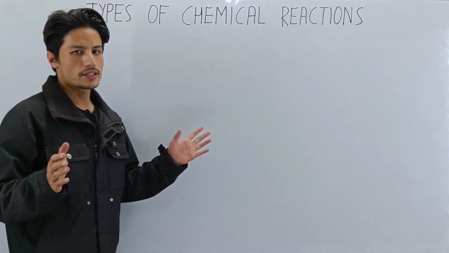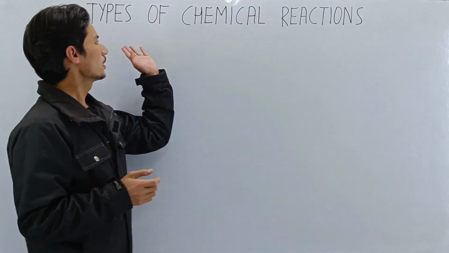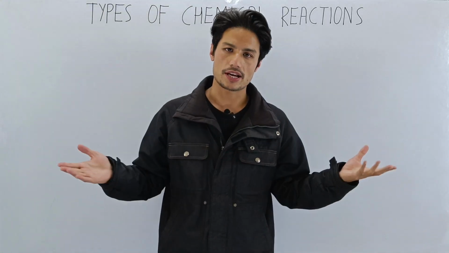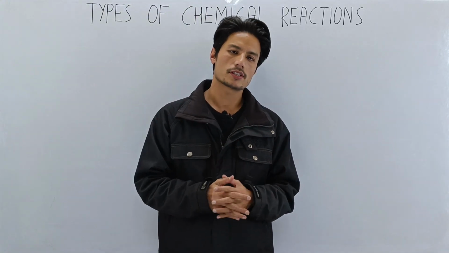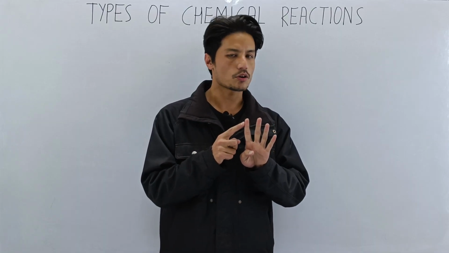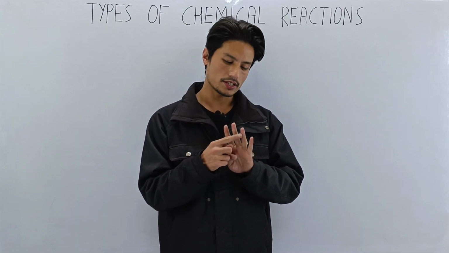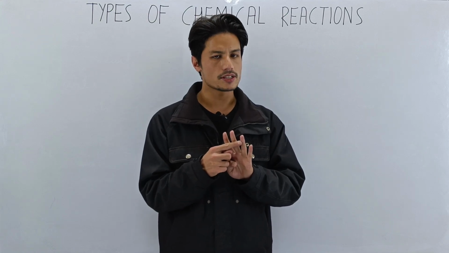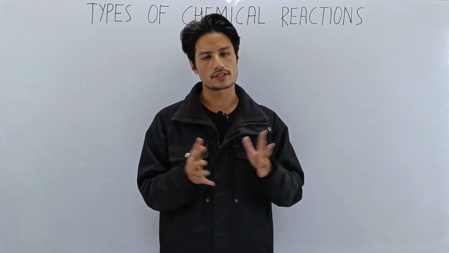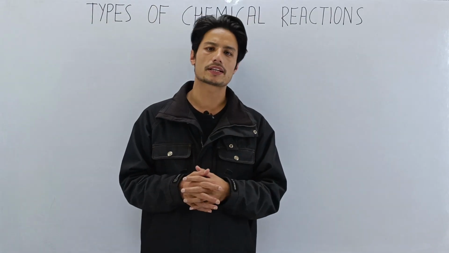Now, my dear students, in today's class, we will be learning about types of chemical reactions. In this chapter, you will be learning about 4 types of chemical reaction. The first one is combination reaction. The second is decomposition reaction. The third is simple displacement reaction. And the fourth is double displacement reaction. So, in today's video, we will be learning about these 4 types of chemical reaction.